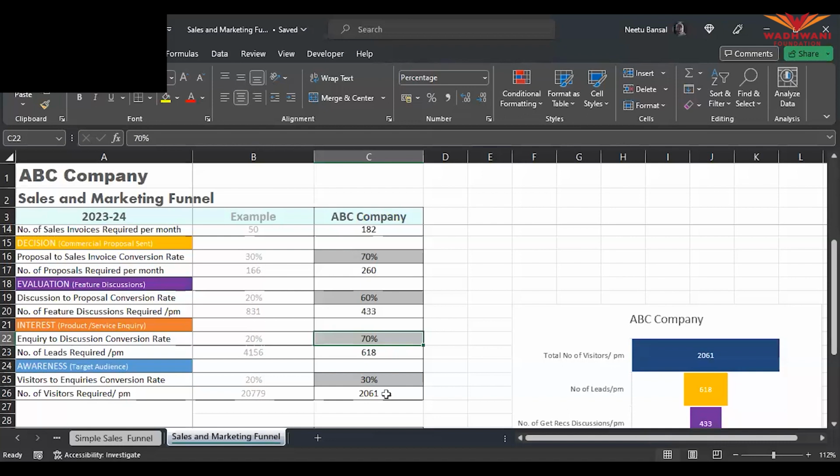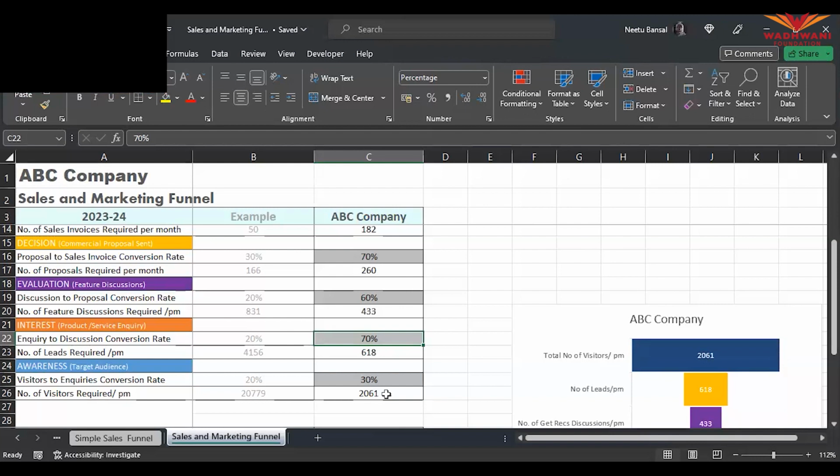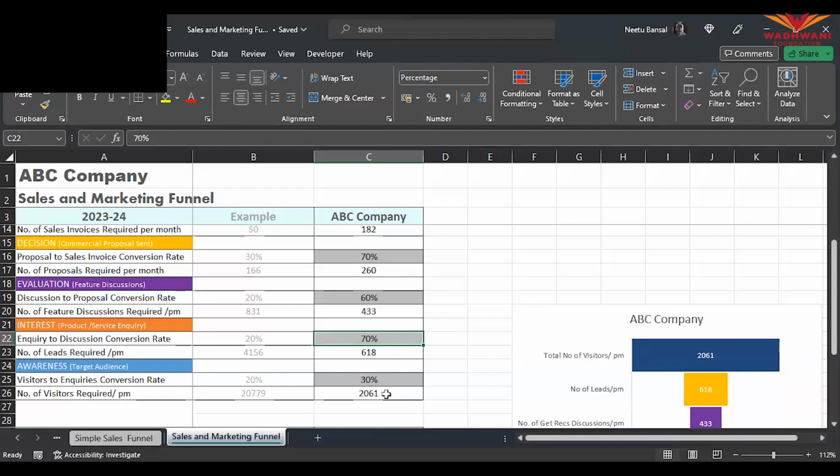Correct, ma'am. One more thing I wanted to ask: when we are doing a marketing pitch and going into the market, say I have invested around 10 to 20 lakh on marketing, and reaching out about my product to 10 lakh people costs me 2 rupees per person. So 20 lakh I have burnt on this.